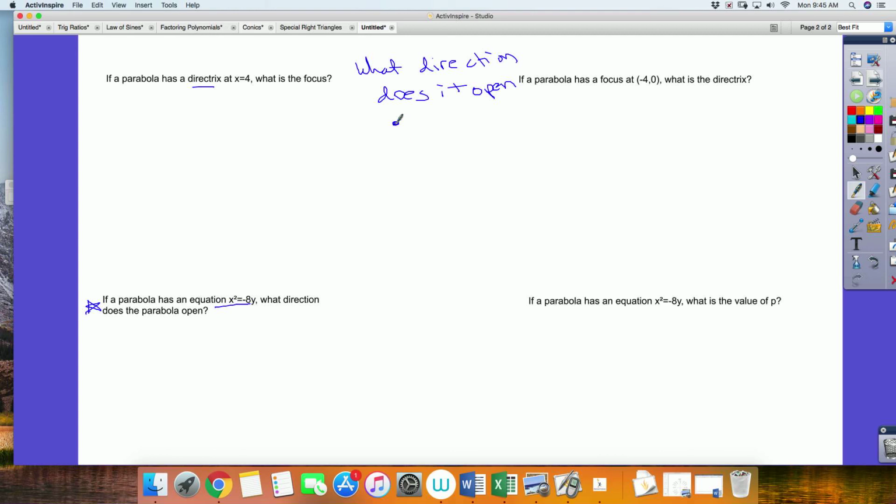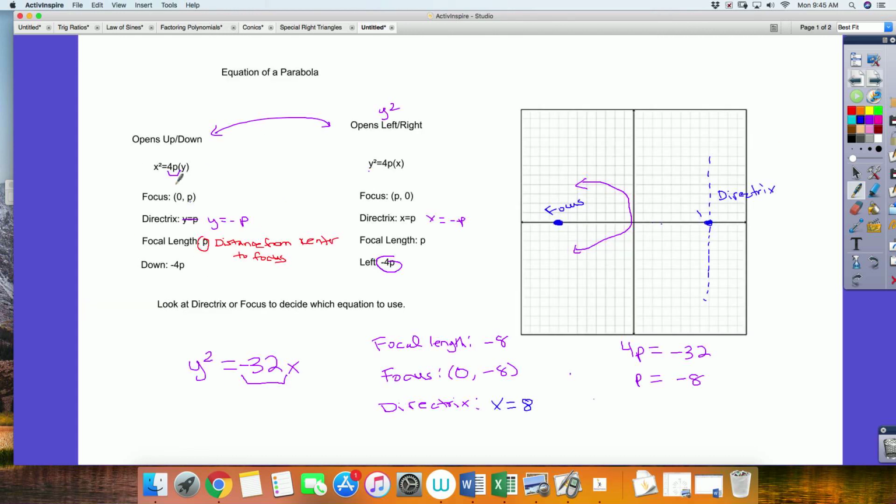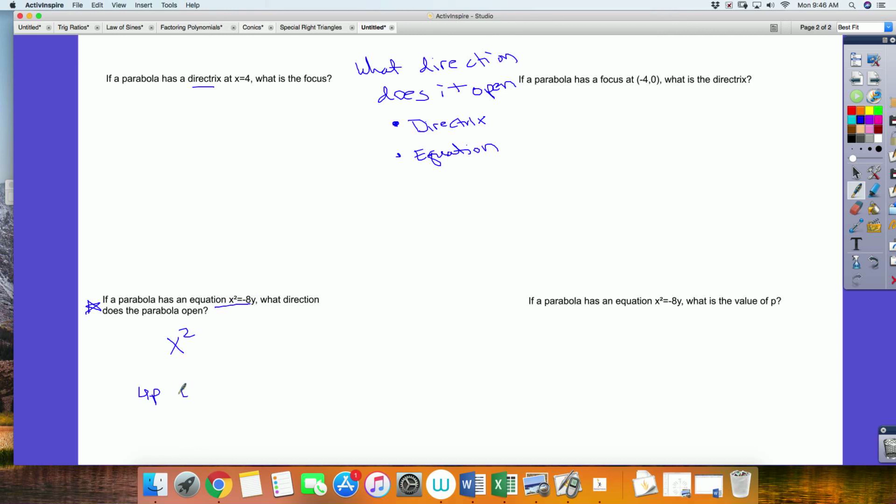So the two places we're going to look is either the directrix, like this top problem, or the equation. So if we start down here, it tells me the equation is x squared equals negative 8y. What direction does it open? My equation is an x squared. So I know right away when I look at my set of rules here, x squared means it's either opening up or down.